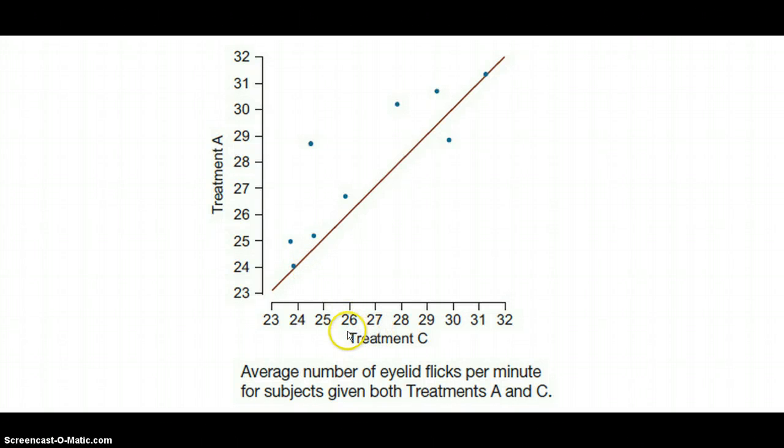So in the case that we want an antihistamine without drowsiness, then we do want people to remain more alert, so we do want those higher amounts of eye flickers, which in 6 of the cases was treatment A, and in only 1 case was treatment C, and 2 were roughly equal.